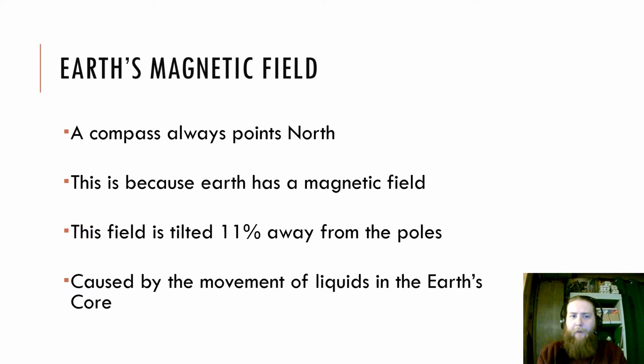Earth has a magnetic field. This is why your compass always points north. This field is tilted about 11% away from the poles. So when you're looking at your compass, it's pointing towards magnetic north, not true north. And this is caused by the movements of liquids in the Earth's core. And just how they move, the north and south magnetic pole are different than the north and south pole of the planet.